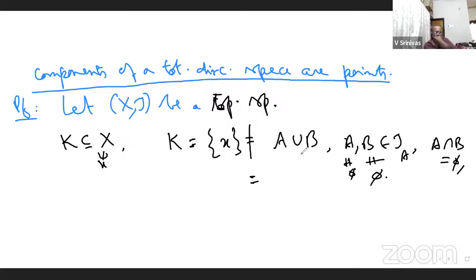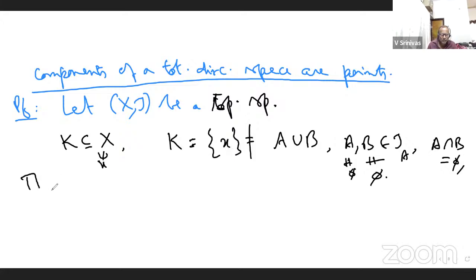B should not become empty. So that's how a singleton cannot be written as a disconnection. A singleton cannot have a disconnection. Okay. So singletons are always connected subspaces. In a topological space, singletons are always connected subspaces.